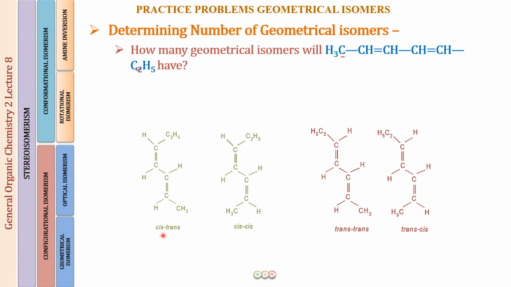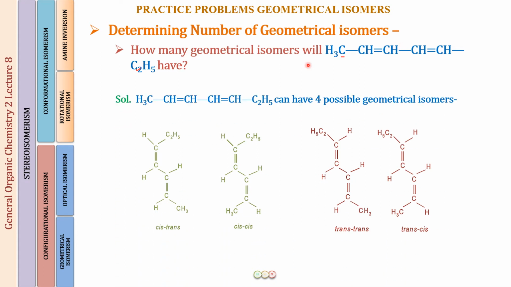So a cis trans, a cis cis, a trans trans and a trans cis structure are possible because we have two double bonds around which geometrical isomerism is possible, and for both of them you can draw a cis and a trans. So the number of geometrical isomers for this compound is going to be 4.